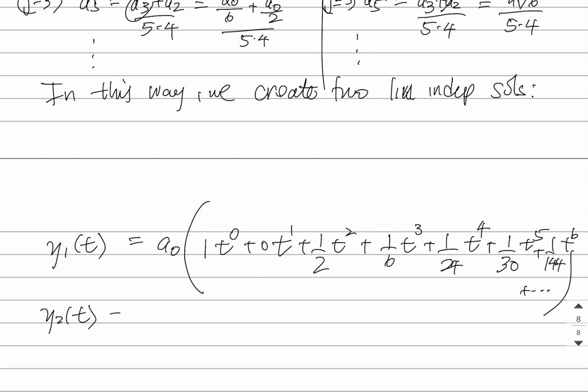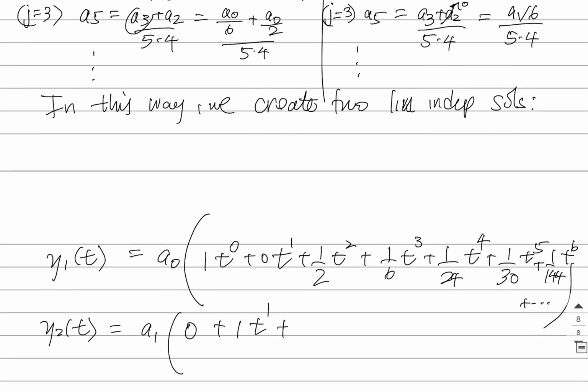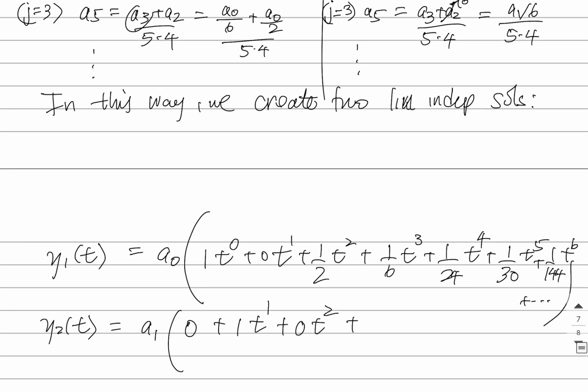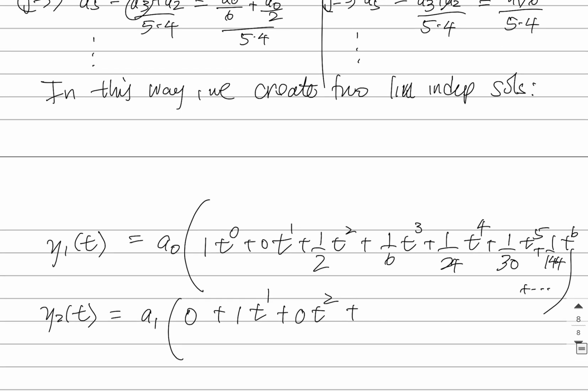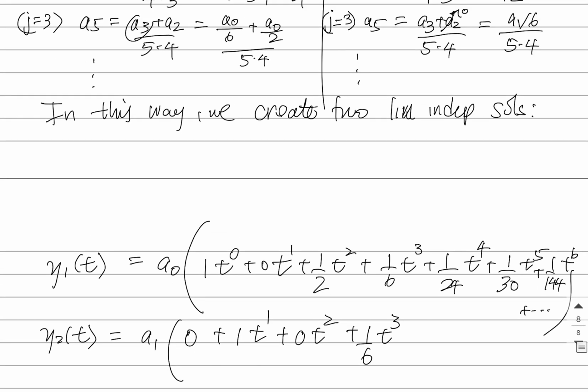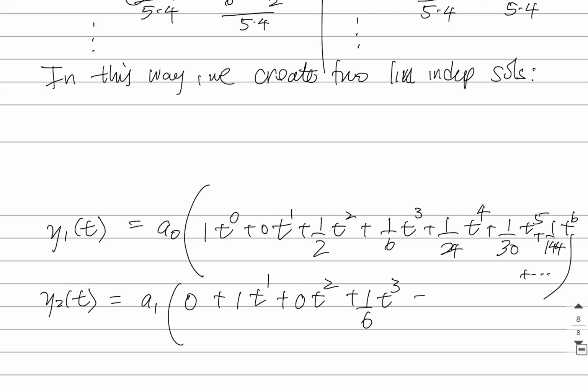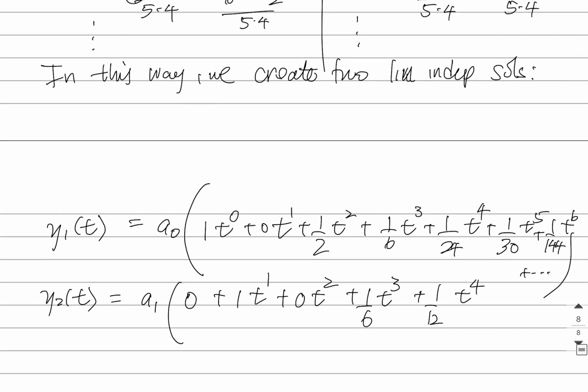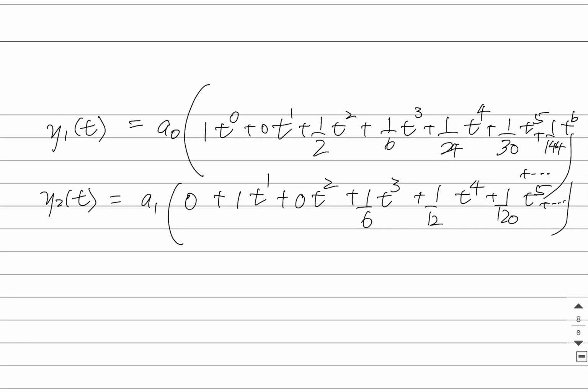The other solution, let's say a1, is going to give me another term. We'll have a 0 plus 1 t to the 1. Now the next term there is going to be a 0 t squared. And then as we kept going, we'll have 1/6 t cubed. And then we'll get 1/12 t to the 4, and so on and so forth. Plus 1 over 20 t to the 5, and so on and so forth.